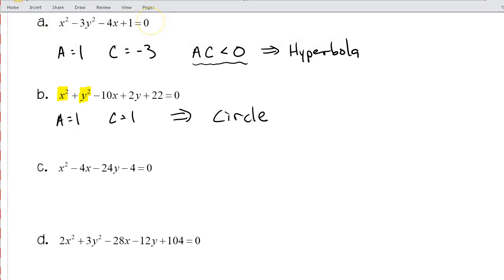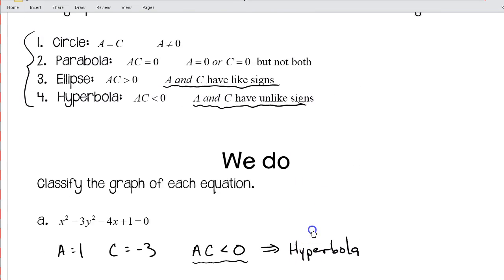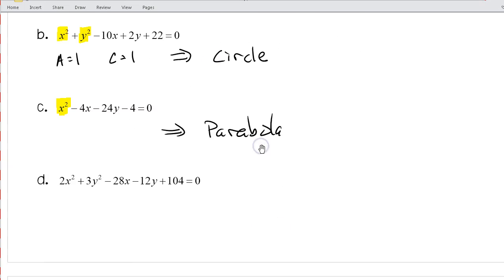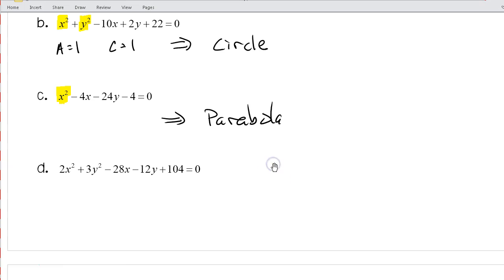Moving down to part C, here's my squared term, and you notice I only have one squared term. If I only have one squared term, then we're going to have a parabola. So we could go back up here and see that A times C would be 0, because in this case C is 0, but if you only have one squared variable, you know you're going to have a parabola. And this one has x squared, so this is actually going to be a vertical parabola.